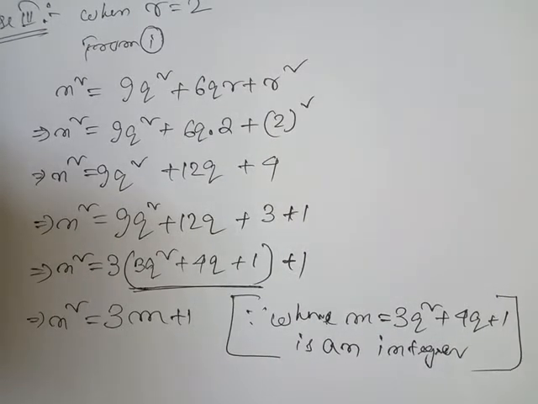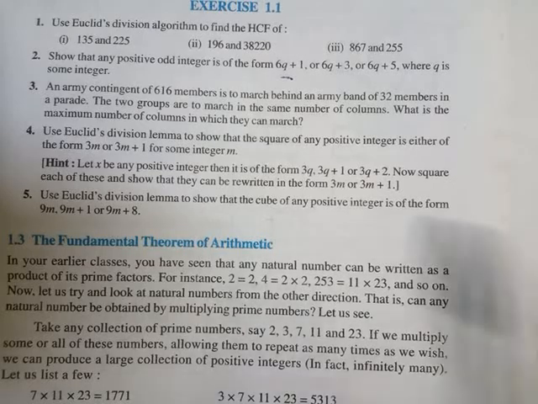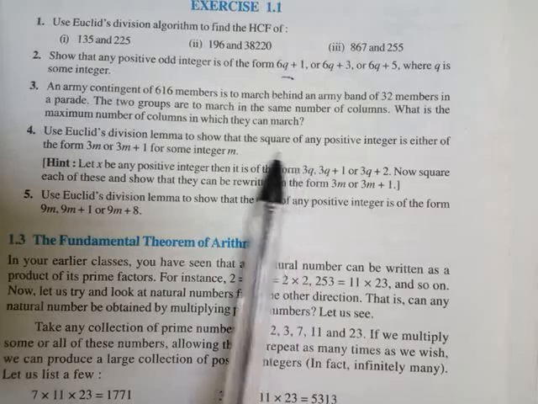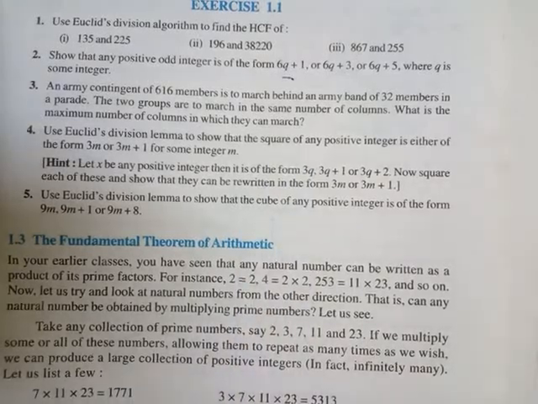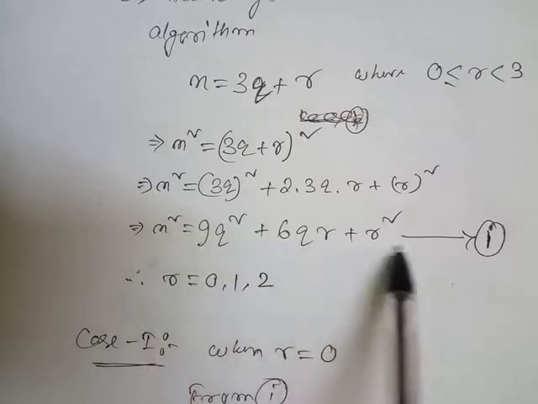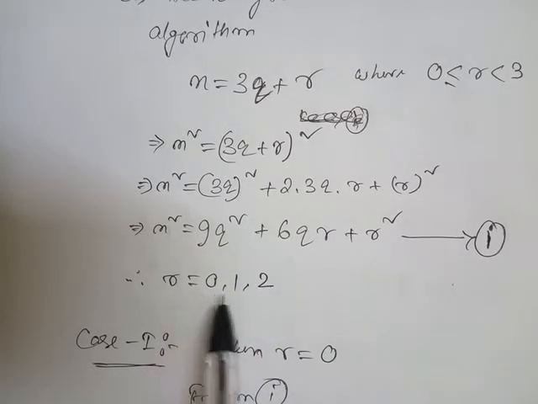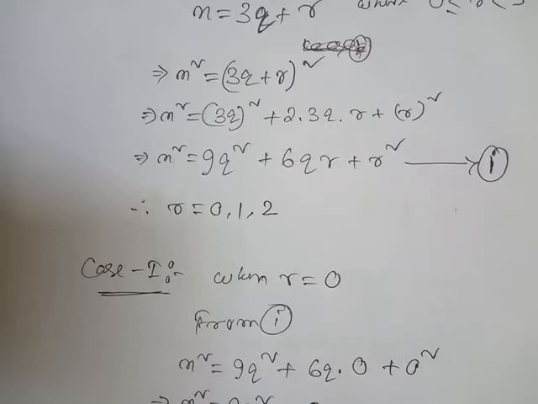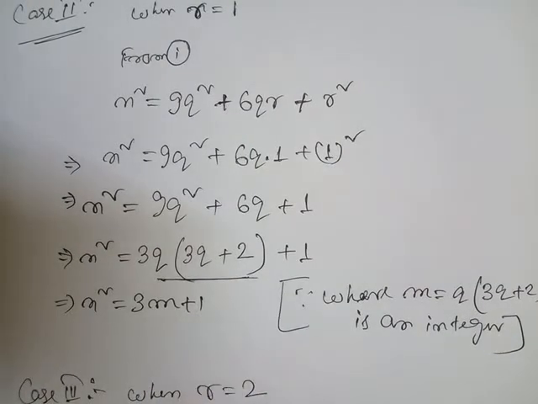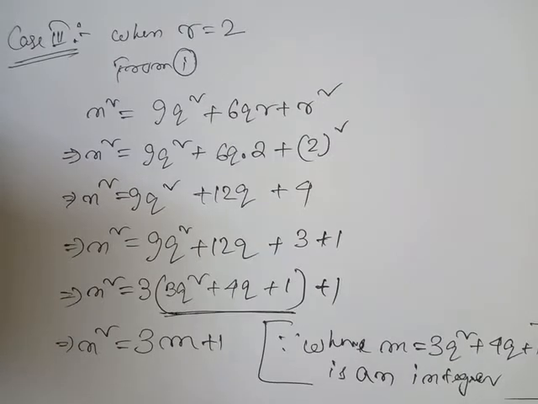Now look into the question. Question number 4: 3m or 3m plus 1 for some integer m and square of any positive integer. Look here, square of any positive integer means squaring both sides. We have got this equation 1, then putting the value of 0, 1, 2: for case 1, 3m only; for case 2, 3m plus 1; for case 3, 3m plus 1.